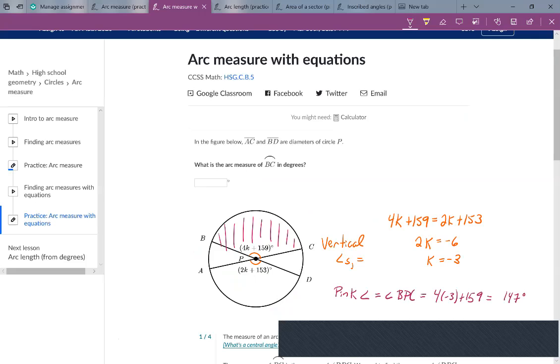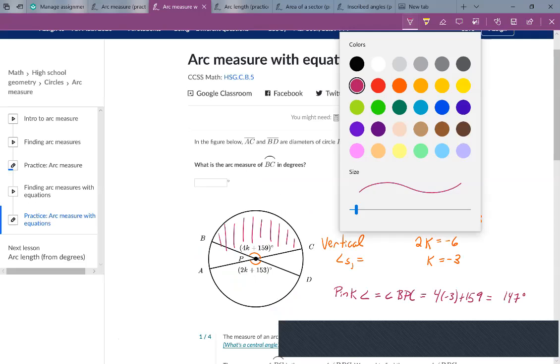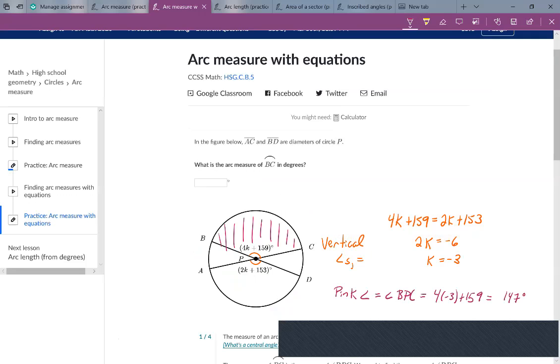All right, next, arc measure with equations. It's the same. They want us to find the measure of arc BC. Arc BC surrounds the pink sector here. So we need to find the angle BPC in the inside here. And then that will be the same as the measure of the arc because it's a central angle. Well, how are we going to find that angle? We know that vertical angles are congruent.